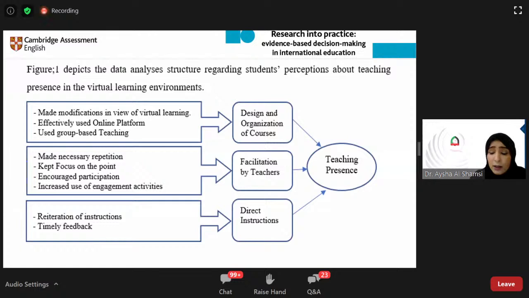Okay, also they liked the direct, clear, and explicit instruction, and this was followed by timely feedback. Actually, we used different means to provide feedback, not just the Blackboard or emails, but also social media.